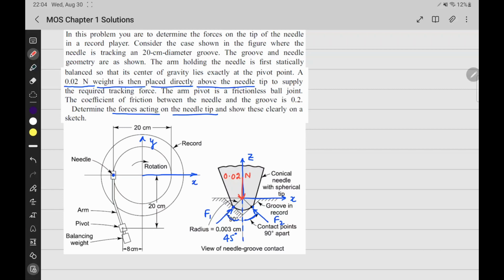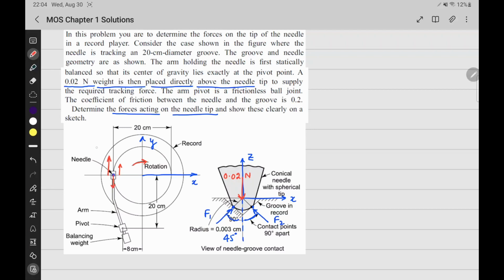Now considering the friction force on this needle tip, if the rotation is going this way, that means the disc is rotating at this point, so the disc motion is in this direction. So the needle is going to be going backwards. Now friction always opposes the motion of the object. In this case, needle is going down. That's why the friction is going to be upwards.